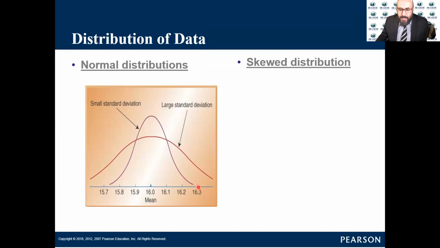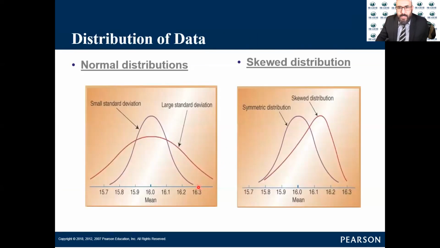Looking into the other type, the skewed one. Here you will see that it is symmetrically distributed, which means that it is normal. However, this one is skewed, which means most of the data is shifted to the right. All the data is clustered around this point right here, 16.2. And so we would call it skewed, but a normal distribution should be symmetric and should look like the normal curve.